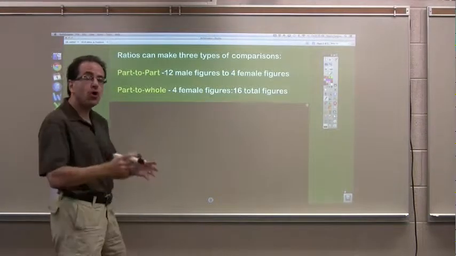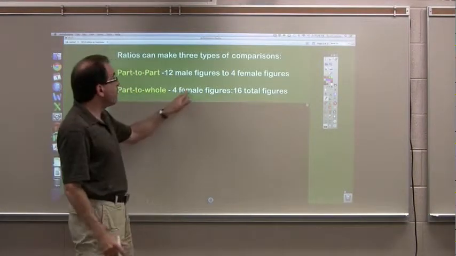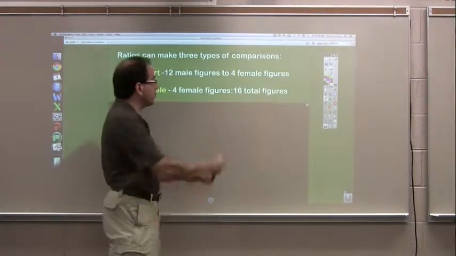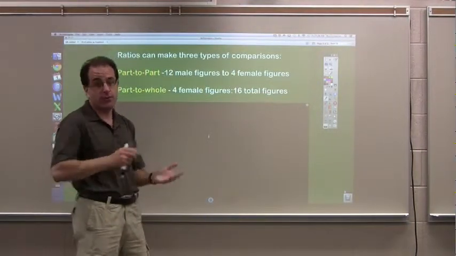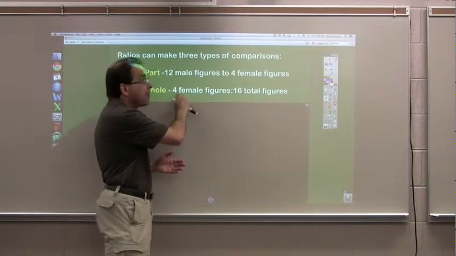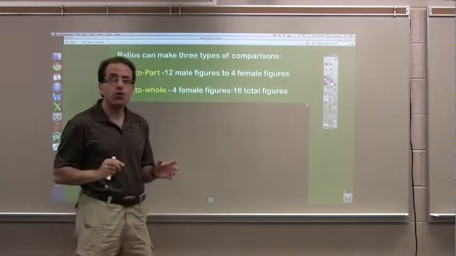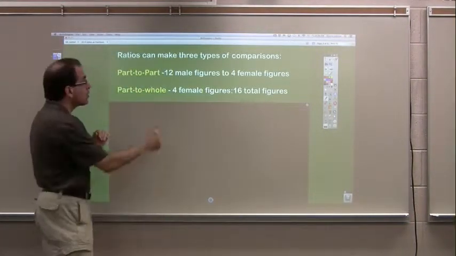I can do a part to whole. So I've got 4 female figures to the 16 total. This is the part of the group, this is the whole group of action figures. I could have also done it with the male. I could have done 12 male figures to 16 total figures. Part to whole.